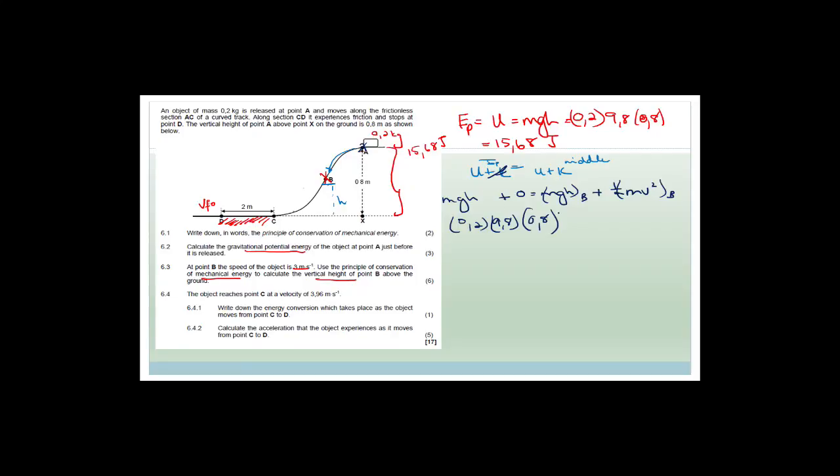Okay, equals, right. mgh at B is going to be the mass, which is 0.2, the gravity, which is 9.8, times the height, plus a half the mass of the object, which is 0.2, and the velocity of the object at B. Do we have it? So at point B the speed is 3 meters per second, so it's 9 because it's squared. So let's put this in our calculators.